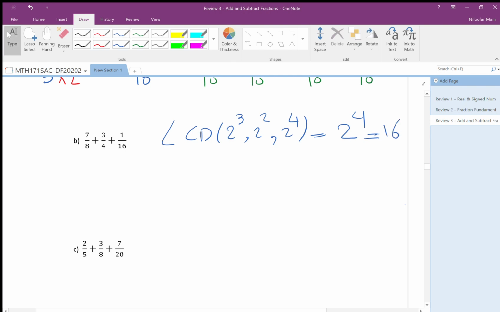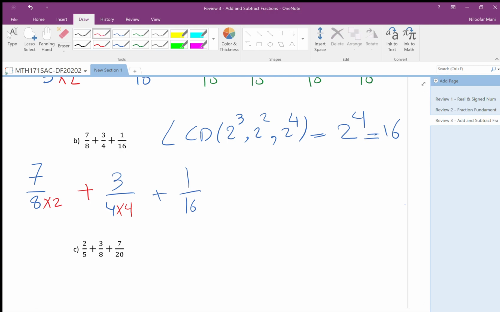Okay, so I have 7 over 8. I multiply by 2, plus 3 over 4. I multiply by 4, plus 1 over 16. Just 1 over 16. I don't need to do any change.